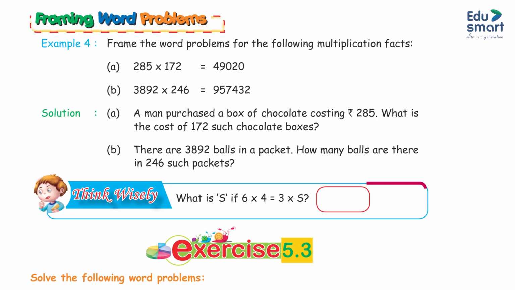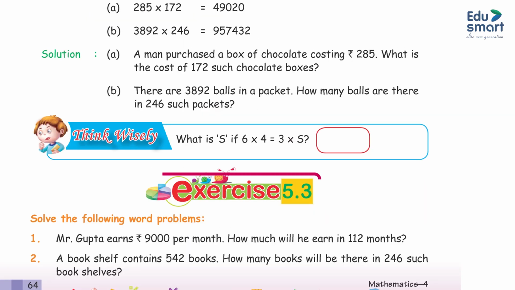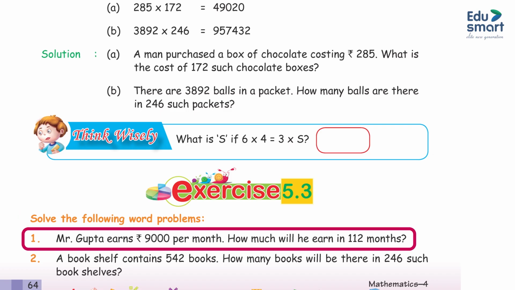Think wisely. What is S if 6 into 4 is equals to 3 into S? Exercise 5.3. Solve the following word problems. 1. Mr. Gupta earns 9,000 rupees per month. How much will he earn in 112 months? Answer: 10 lakh 8,000. 2.